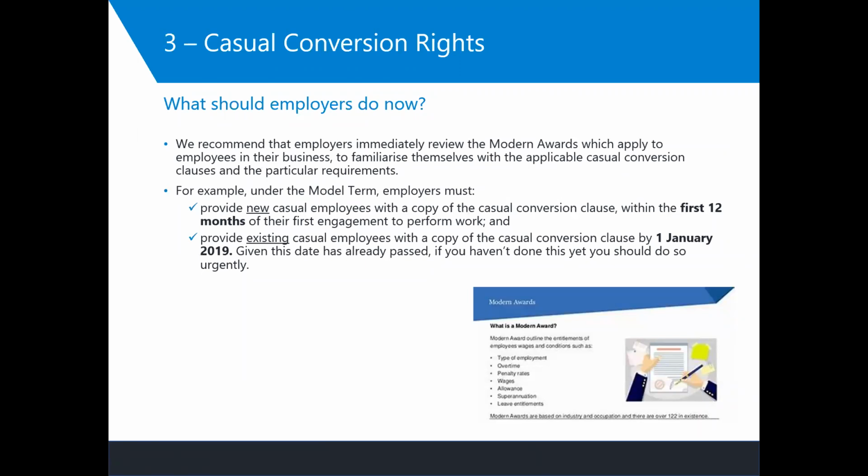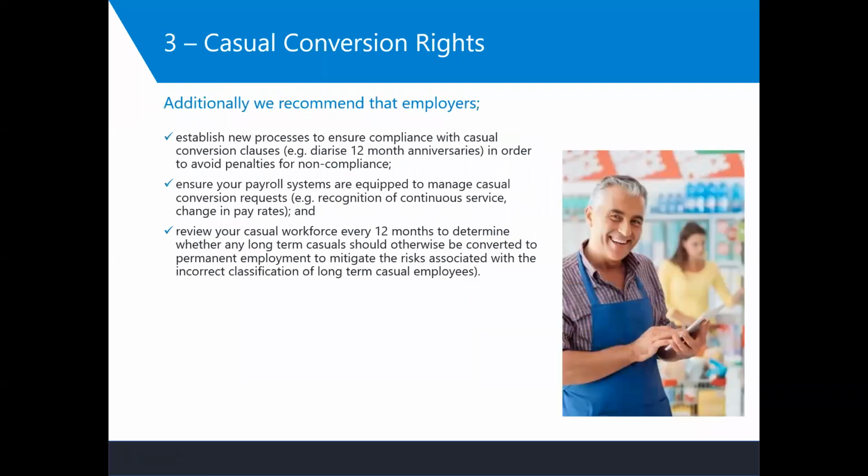Even though you have missed that deadline, it is far better to have actioned it as soon as you became aware of it, rather than bury your head in the sand. So think about how you might be able to get that out to all of the relevant employees and have a very good record of that. You might also want to think about some further things that need to be introduced in your processes and procedures in relation to the engagement of casual employees these days, in terms of the obligations around casual conversion. So you probably would want to diarise the 12-month anniversary of casual employees, so you can make sure that you have provided that notification of the clause within that period of time.